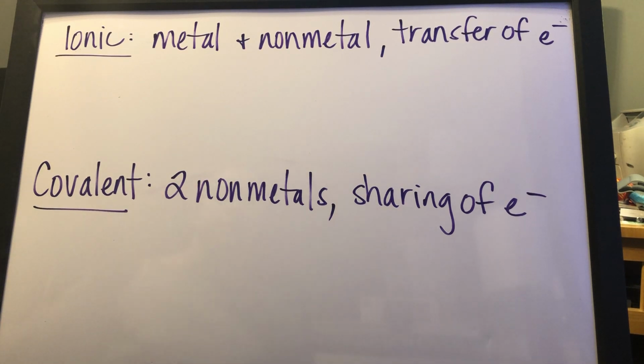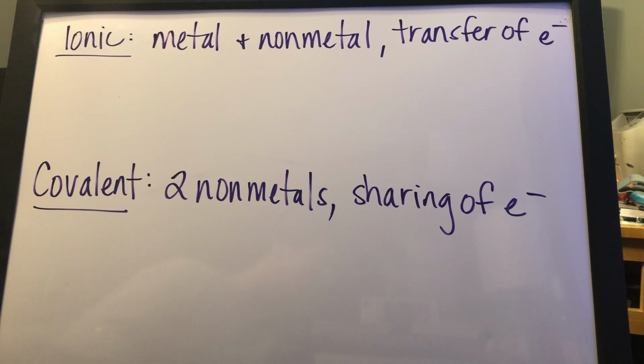Okay, so this video is on ionic and covalent naming, formula writing, and how to tell the difference between them. Alright, so an ionic compound is when we have a metal and a nonmetal bonded together, and that bonding happens because there's a transfer of an electron, or more than one electron.